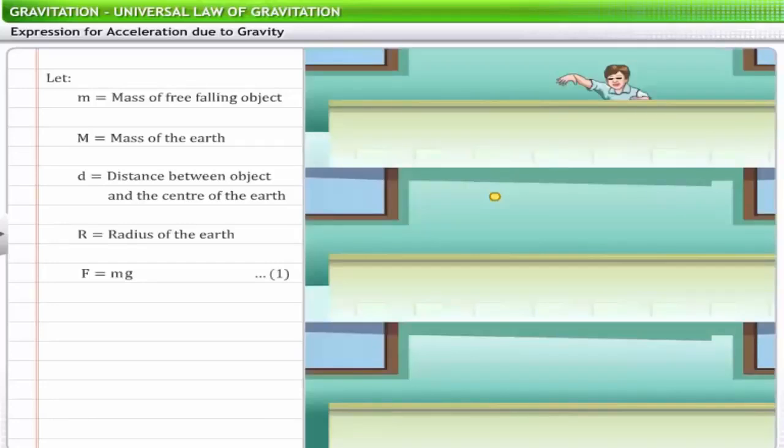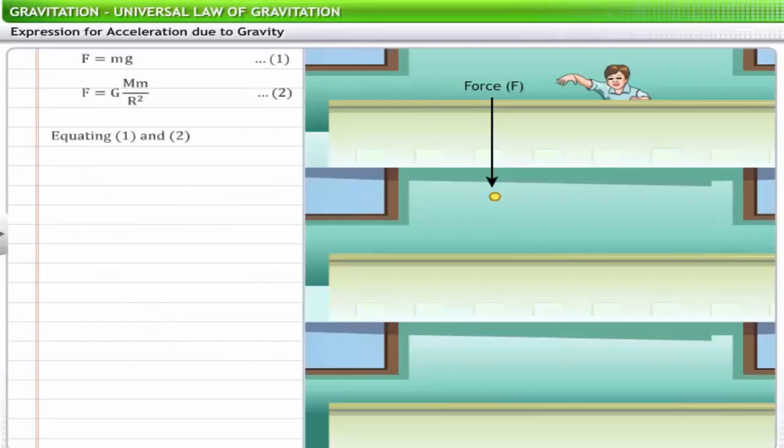The gravitational force F between the Earth and the free-falling body can also be calculated using Newton's universal law of gravitation. F is equal to G M m divided by d square. When the object is near to or on the surface of the earth, the distance d is taken as equal to the radius of the earth R. Let this be equation 2. By equating 1 and 2, we can calculate the acceleration due to gravity as g is equal to G multiplied by M divided by R square.